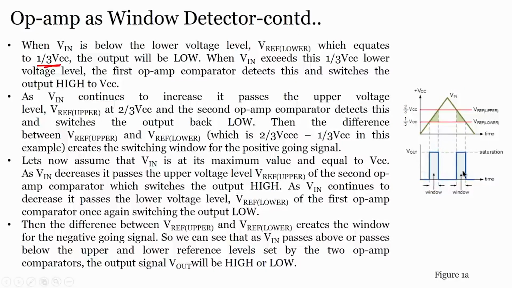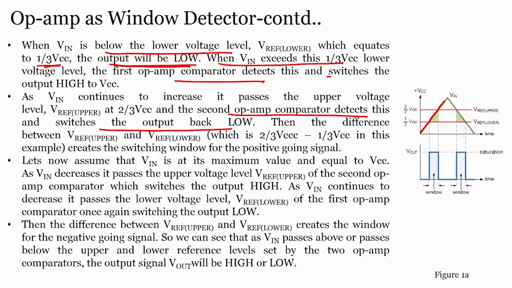Let us see here once again. When V in is below the lower voltage, which equates to 1/3 VCC, the output will be low. When V in exceeds 1/3 VCC, the comparator detects this and switches the output to high. When V in continues to increase above this, the second op amp comparator detects it and switches back to low.